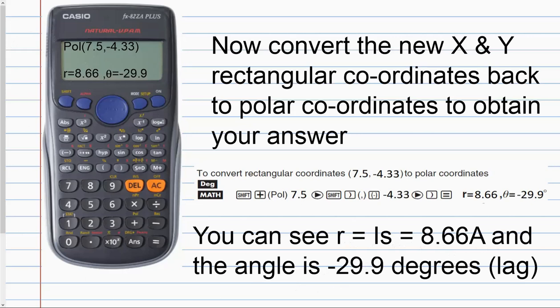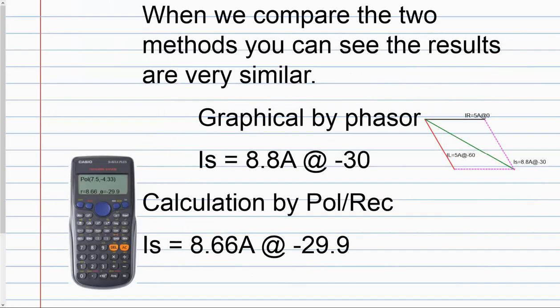Let's compare those two now. So if we have a look at what we did initially on the phasor diagram on the right hand side, you can see there that we had 5 amps resistive at 0 degrees. We added to that 5 amps inductive at minus 60 degrees. That gave us 8.8 amps at minus 30. Now that's solved graphically, so there's margin for error there, but it's pretty close.